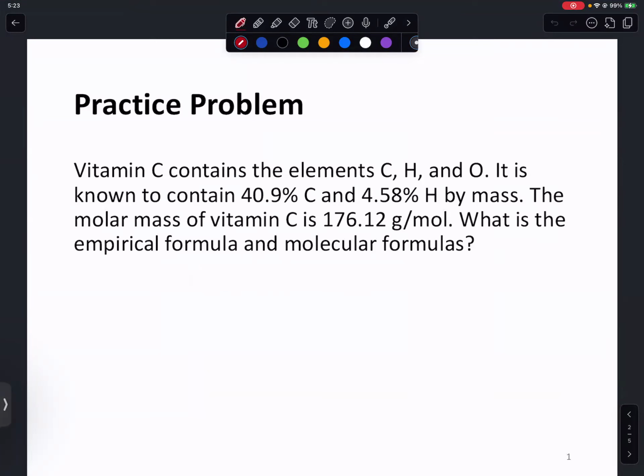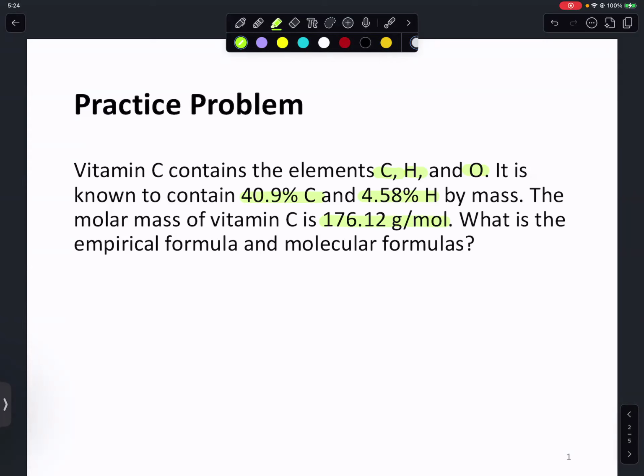We have here vitamin C contains carbon, hydrogen, and oxygen as its three elements. And it is known that vitamin C contains 40.9% carbon and 4.58% of hydrogen by mass. And you are given the molar mass of the actual vitamin C molecule, which is 176.12 grams per mole. And what is the empirical and molecular formulas for the compound?